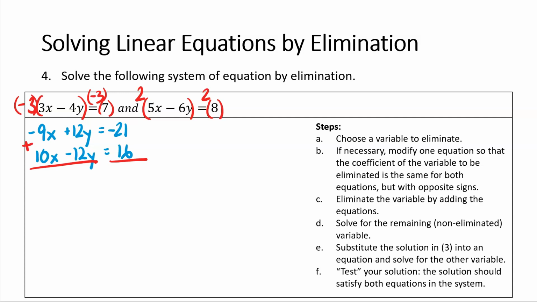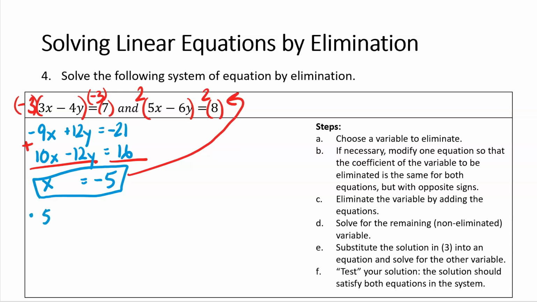Negative 9x plus 10x is a positive 1x. The y's, as we say, get eliminated. Negative 21 plus 16 is a negative 5. So x equals negative 5. Take that x, plug it into any of those original equations. I'm going to just choose to plug it in the second one.